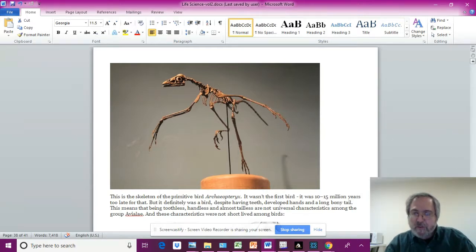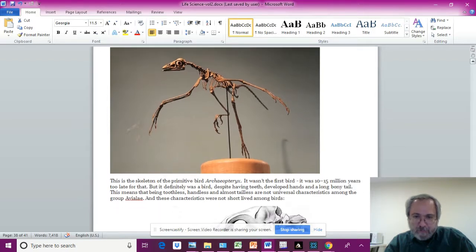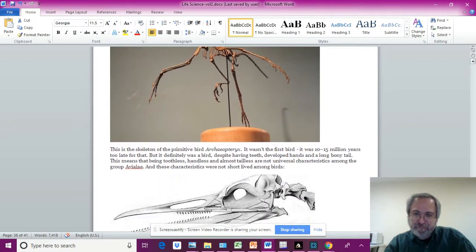Now, Archaeopteryx literally means ancient wing. It's not the first bird. That's the latest scientific thinking. It's not the first bird. There were birds that appeared 10 to 15 million years before. Even though it has teeth, even though it has developed pants, long bony tail, it still is a bird. May not look like modern birds, but still like a bird. So, being toothless, handless, and almost tailless are not universal characteristics among the group Avialae.